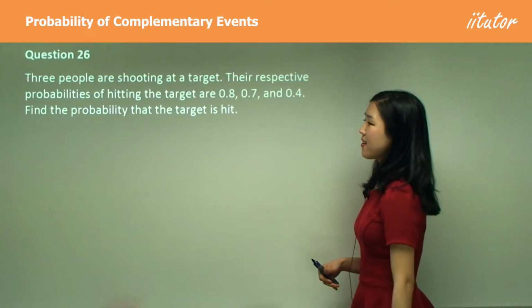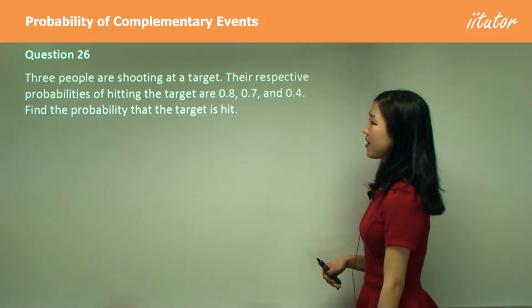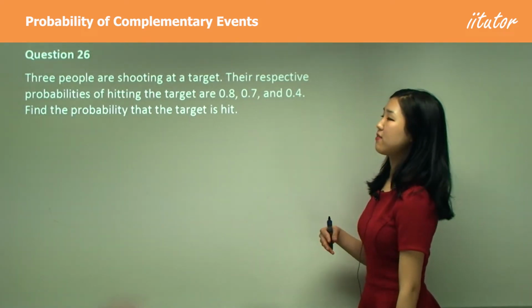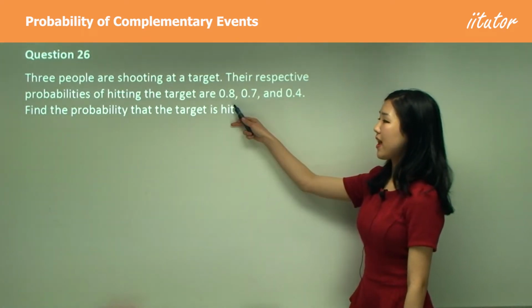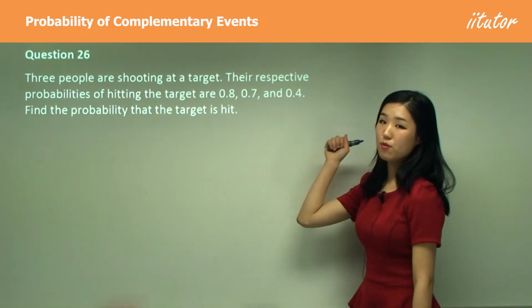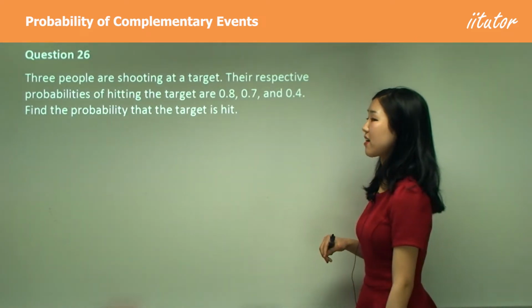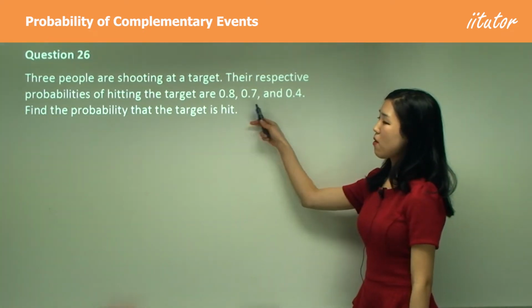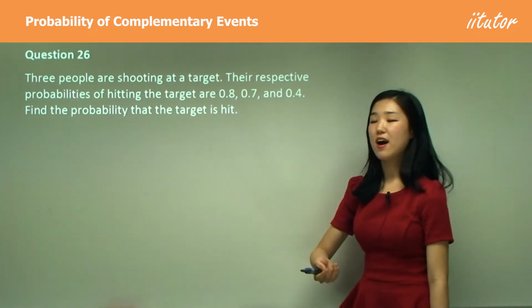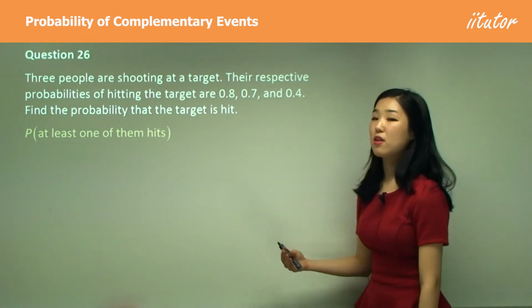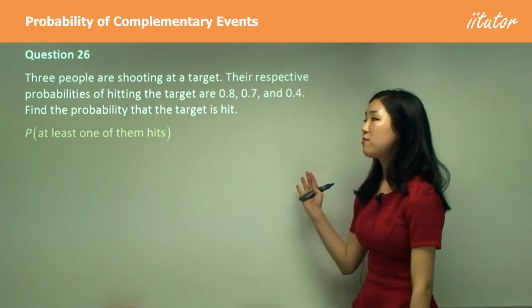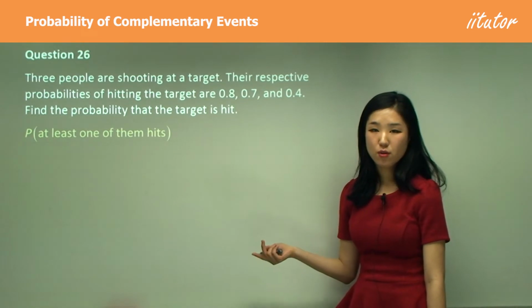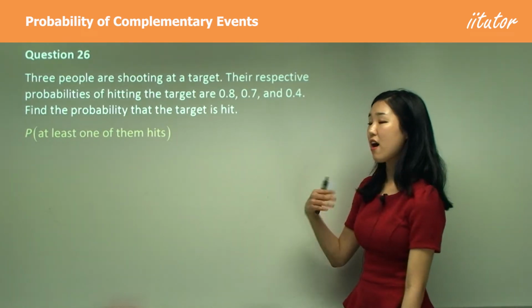Question 26. 3 people are shooting at a target. Their respective probabilities of hitting the target are 0.8, 0.7, and 0.4. So they have different probabilities of hitting the target. Find the probability that the target is hit. There are different probabilities for each of these people to hit the target. It means at least one of them hits. So even if one of them doesn't hit, as long as one of the other 2 hits, then we still treat it as the target being hit.